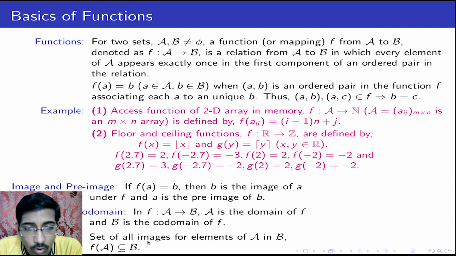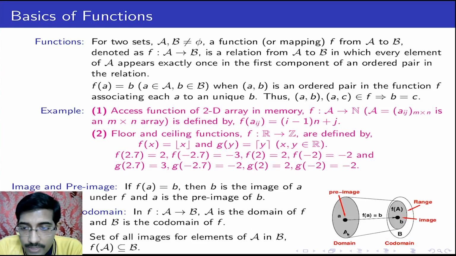The range is all images: for all elements in A you associate it with B. So therefore you get a set of elements in B. That set of elements could be B itself, or could be a subset, because if you take only the elements that get associated with B, it forms the set F(A), which is, for all a's, a set of elements in B which is a subset of B. So we call F(A) the range, the set of all images for the elements in A.